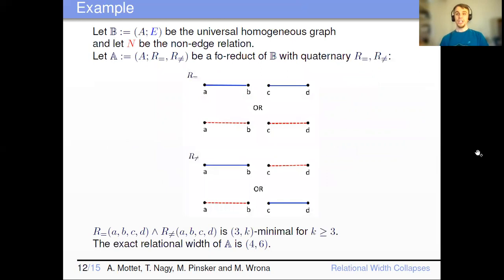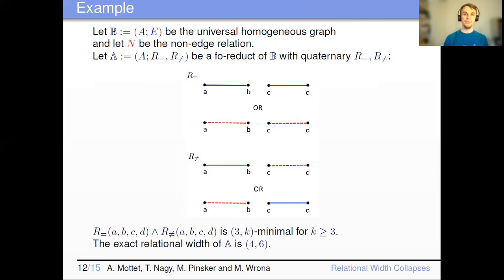And actually, I want to briefly present an example of a reduct of the universal homogeneous graph. I will denote by E the edge relation and by N the non-edge relation. This means the relation saying that two elements are not equal, but there is no edge between them. And A will be just the first-order reduct of this universal homogeneous graph with two quaternary relations given by this simple picture.